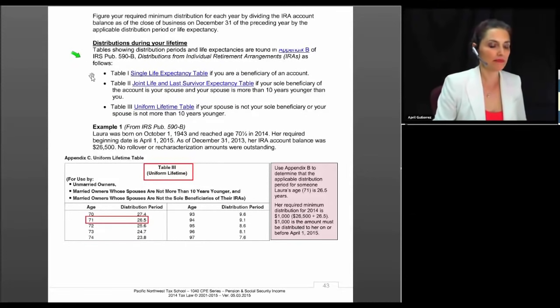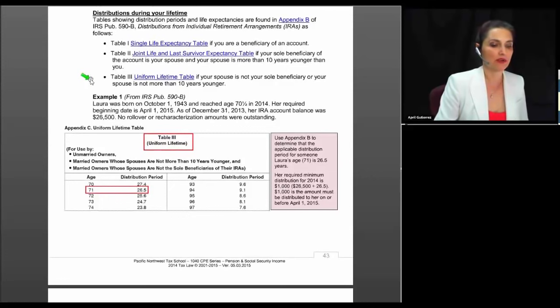And inside of Appendix B, you will see there are three tables. There is Table 1, which has to do with single life expectancy if you are the beneficiary of the account. Table 2 is for the joint life and last survivor expectancy. If the sole beneficiary of your account is your spouse and your spouse is more than 10 years younger than you, you would use Table 2. And then Table 3 is the uniform lifetime table.